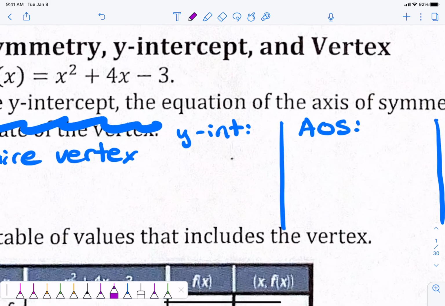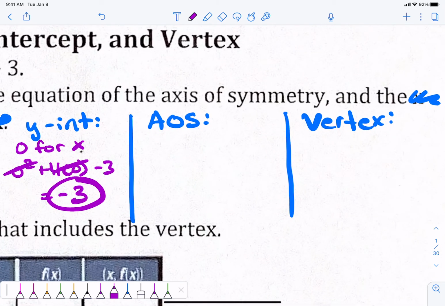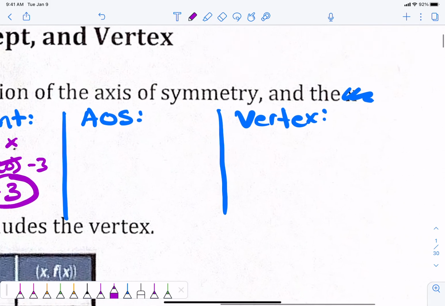The y-intercept. How do you find a y-intercept again? 0 for x, right? We plug 0 in for x. We learned that last chapter. It'd be -3. So 0 squared plus 4 times 0 minus 3. Those zeros go away. So the y-intercept is -3. Okay, happy with that? All right, I'm going to skip over the axis of symmetry and we're going to go to the vertex next.